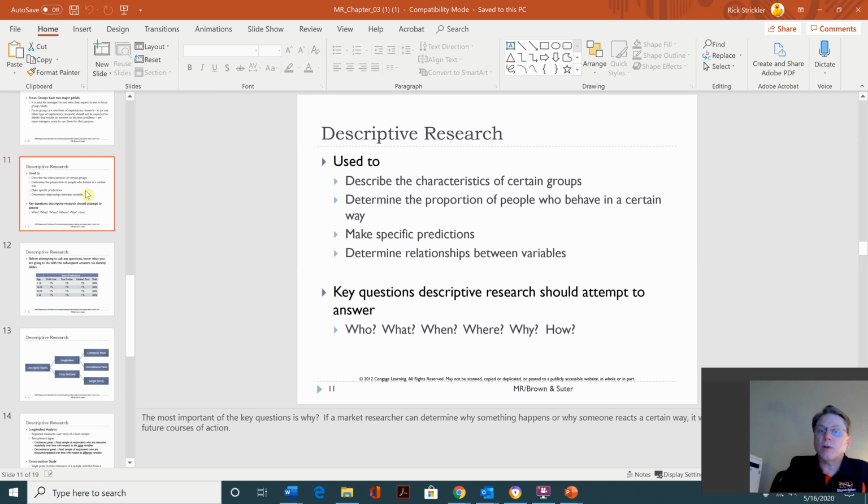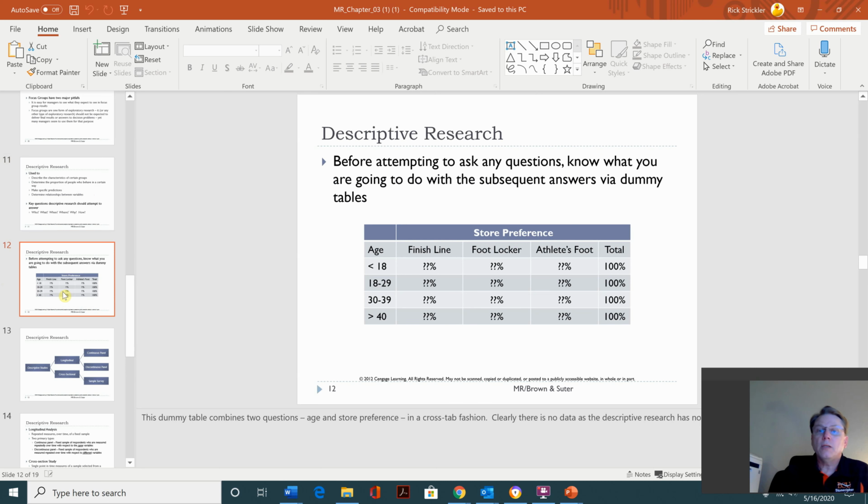Descriptive research is used to describe characteristics of certain groups, determine the proportion of people who behave in a certain way, make specific predictions, and determine relationships between variables. Okay. Key questions descriptive research should attempt to answer are who, what, where, when, why, and how. The typical ones you heard in English in elementary school. So before attempting to ask any questions, know what you're going to do with the subsequent answers via dummy tables. So you create this, and this is what you're trying to fill in. This is why you're asking the questions. Okay.